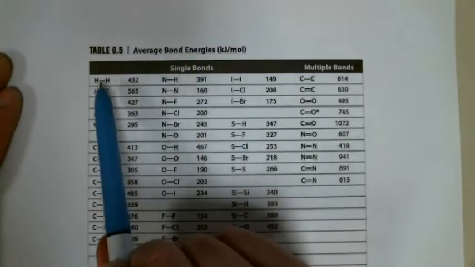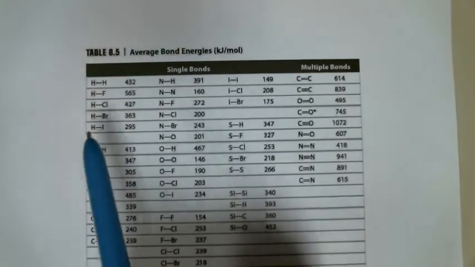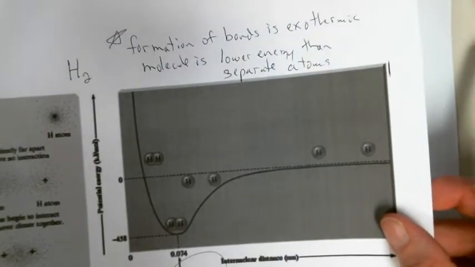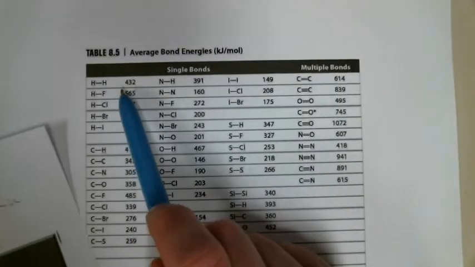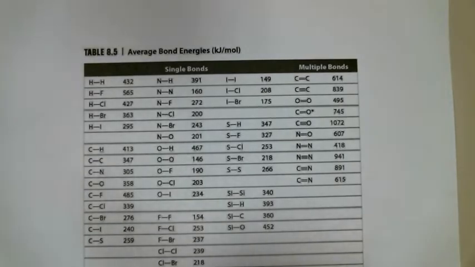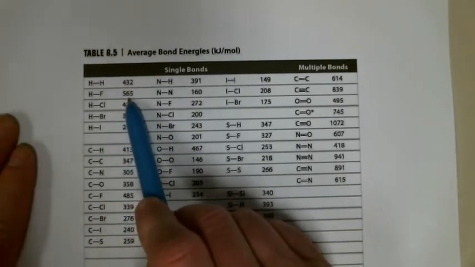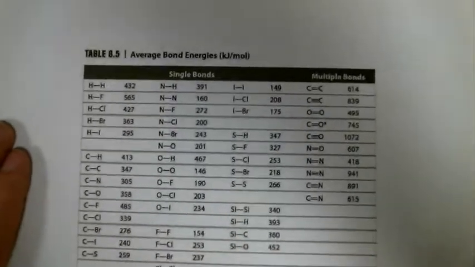So for instance, hydrogen here we have 432. What did it say on there? 458. That's interesting. It should be the same, shouldn't it? I'll have to look into that. From the same book, it ought to be the same. HF takes more energy to break that. Okay.